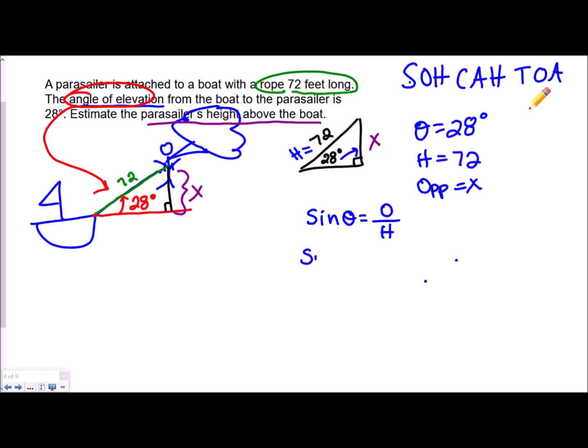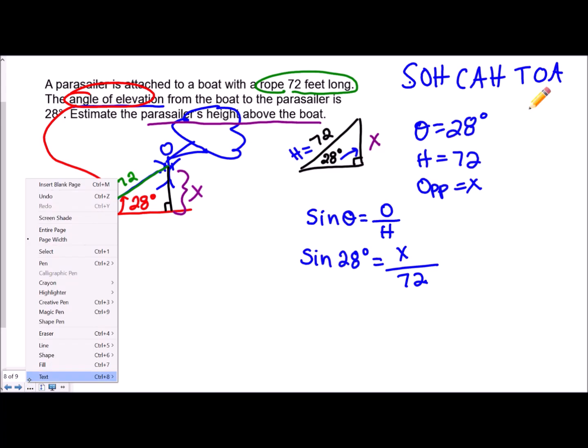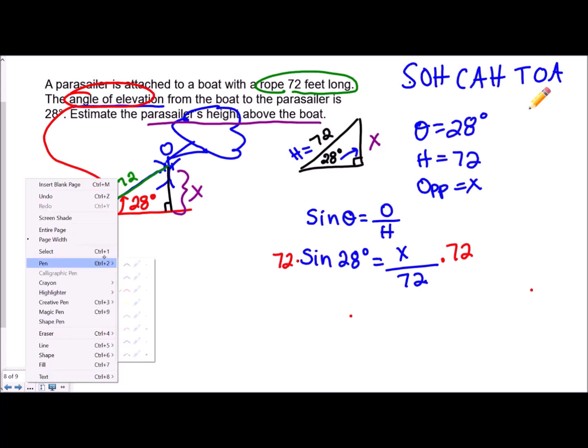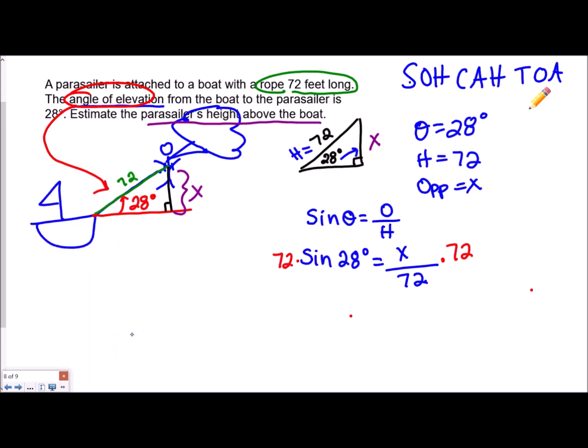Plug in what we know. Sine of 28 degrees equals opposite x over hypotenuse 72. Now, are we finding the hypotenuse? No. Then that means that we're actually just going to multiply by the number on both sides. So x is 72 times the sine of 28 degrees, which is about 33.8.